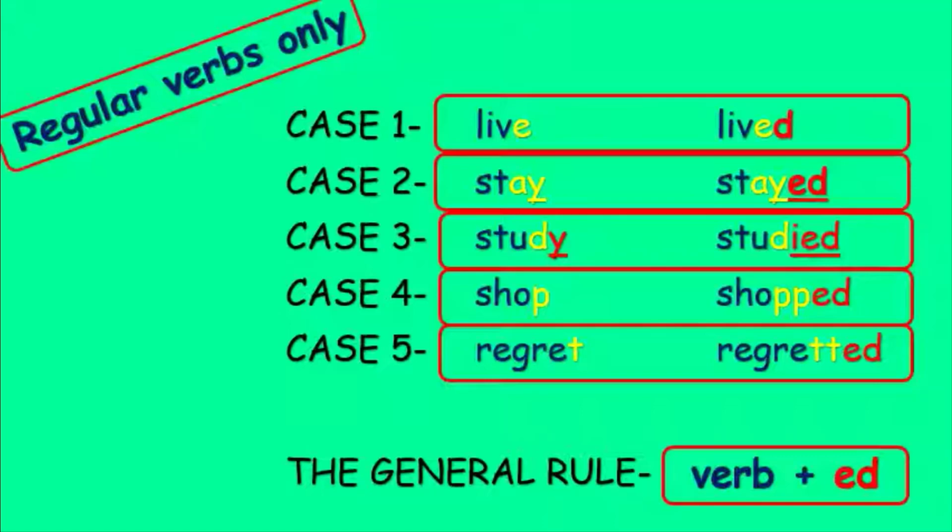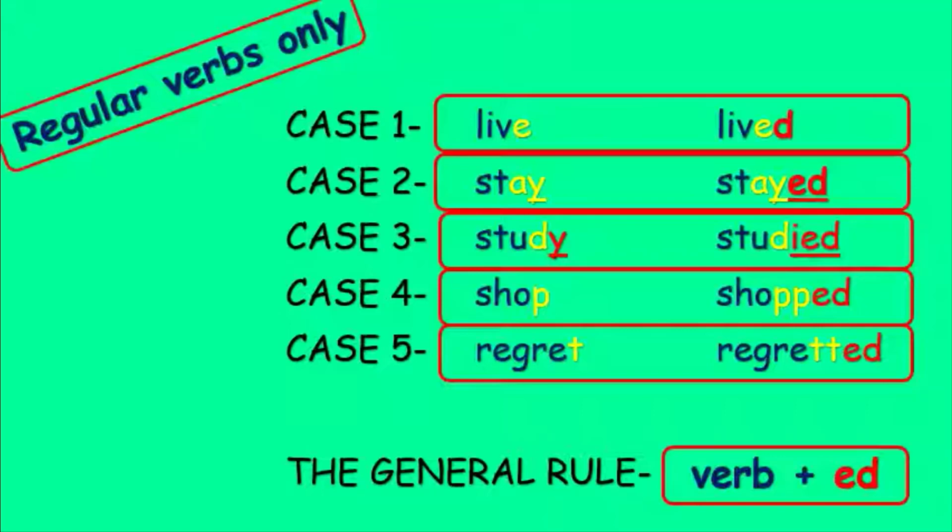Case number 2. The verb has Y at the end, but there is a vowel before Y. So we add ED. Stay, stayed. Case number 3. The verb has Y at the end, but there is no vowel before Y. There is a consonant. So we change the Y to I and we add ED. Study, studied.